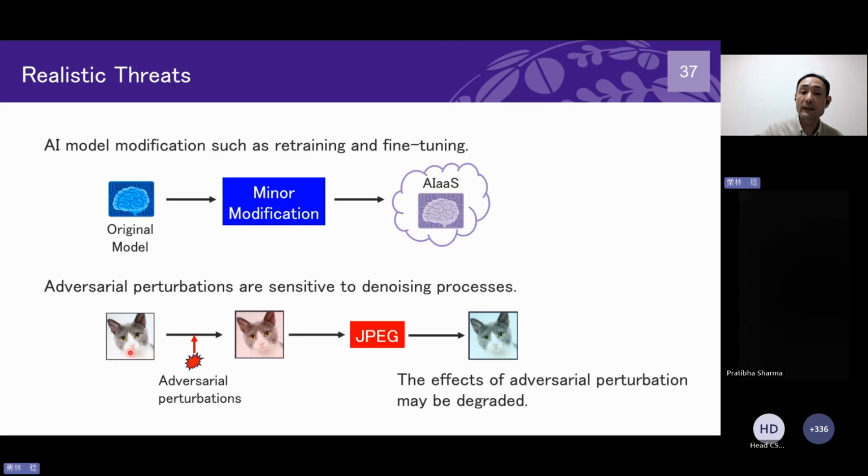And the other threat is that adversarial perturbations are sensitive to denoising processes. This is the original image, and adding the adversarial perturbation creates the adversarial example. But if the adversarial example is compressed by JPEG, a lossy compression, then the effect of the adversarial perturbation may be degraded. Therefore, it is necessary to make it robust against denoising processes.